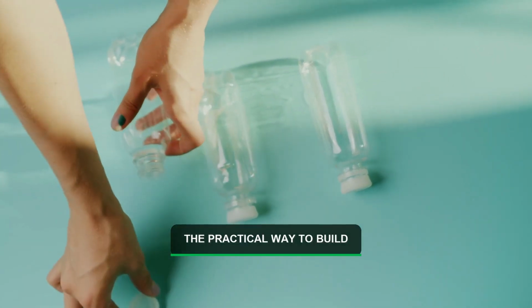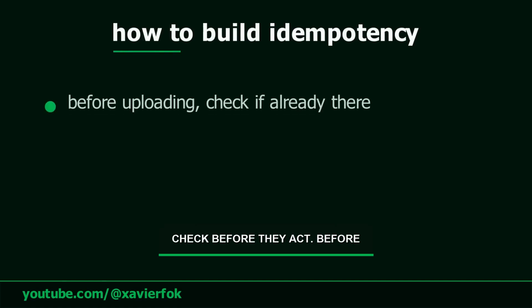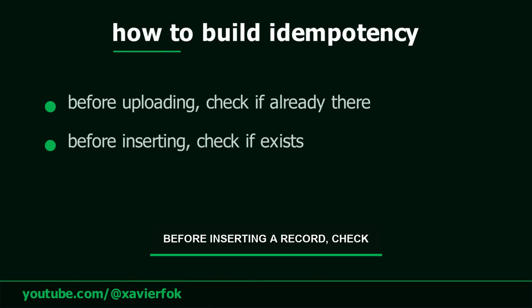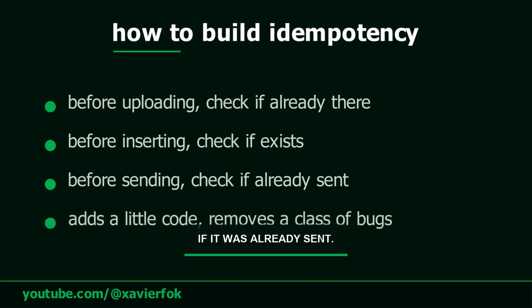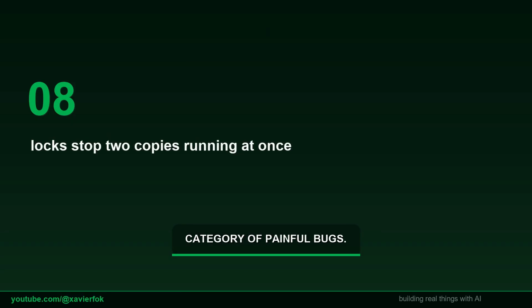The practical way to build this is to have jobs check before they act. Before uploading a file, check if the file is already there. Before inserting a record, check if it already exists. Before sending a message, check if it was already sent. It adds a little code and it removes a whole category of painful bugs.